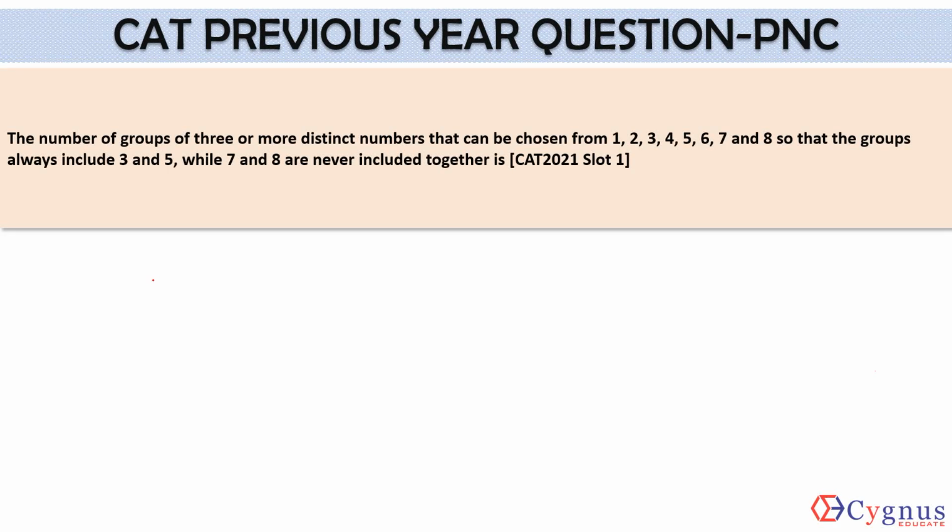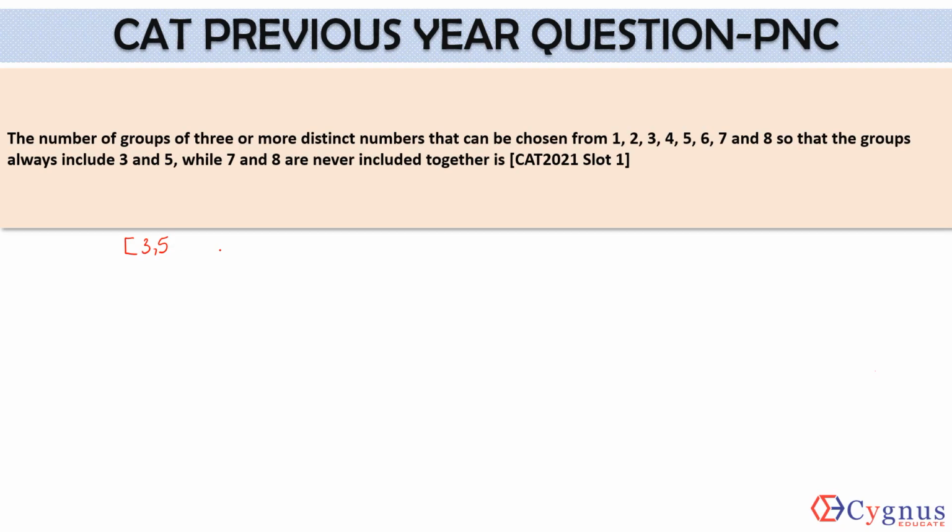So this is a question of CAT 2021 slot 1. You need to make a group which contains at least three items. A number of groups of three or more distinct numbers that can be chosen from 1, 2, 3, 4, 5, 6, 7, and 8, so that the groups always include 3 and 5. Okay, you want to make a subset? It should include 3 and 5 always.